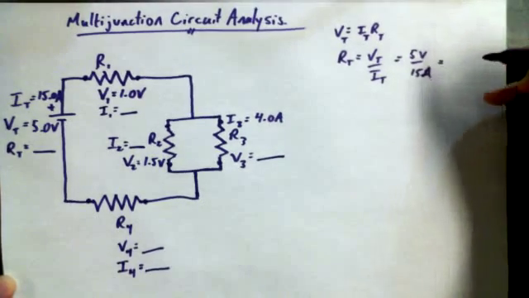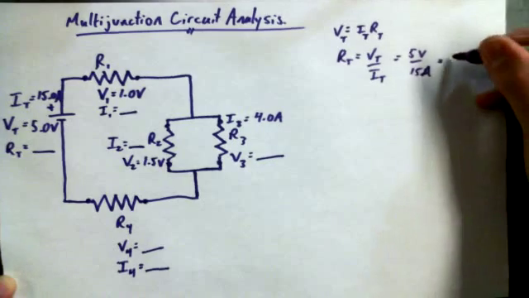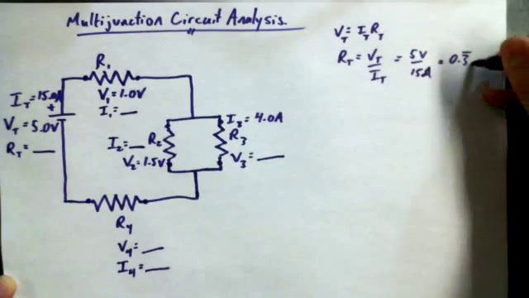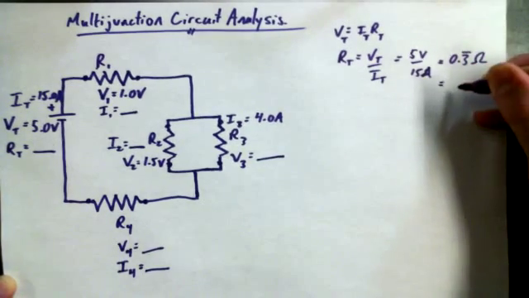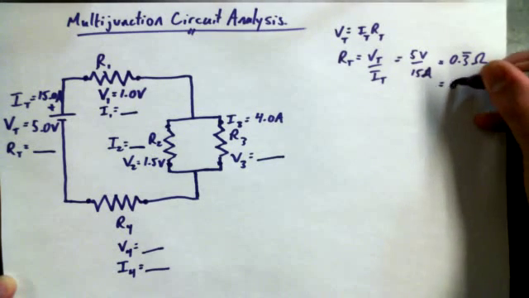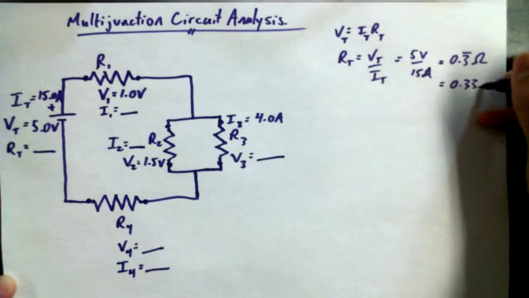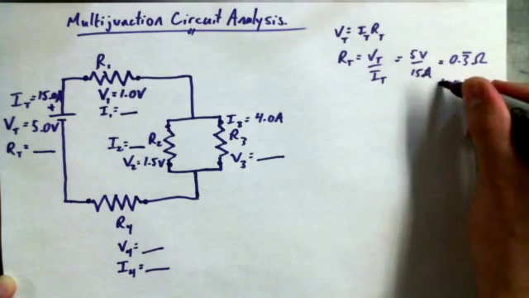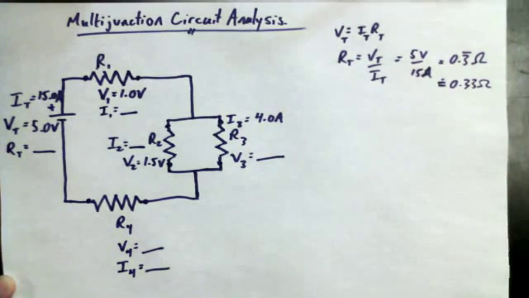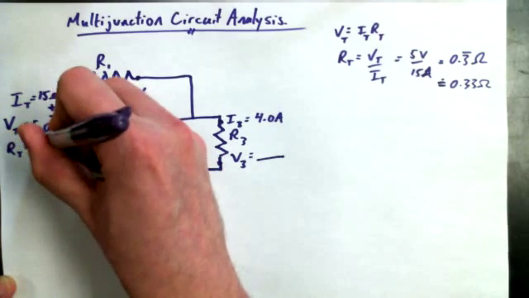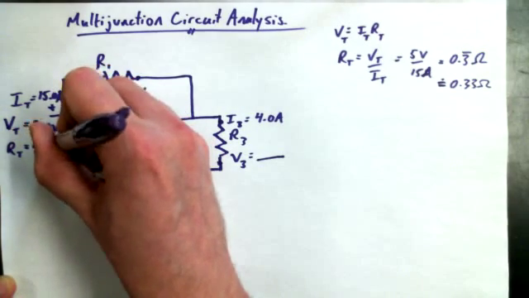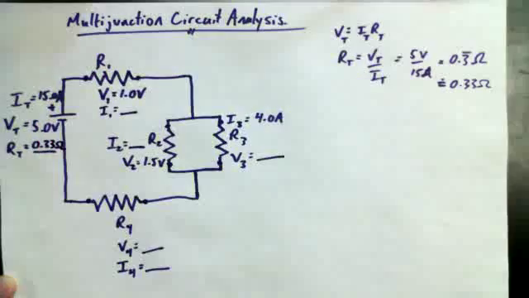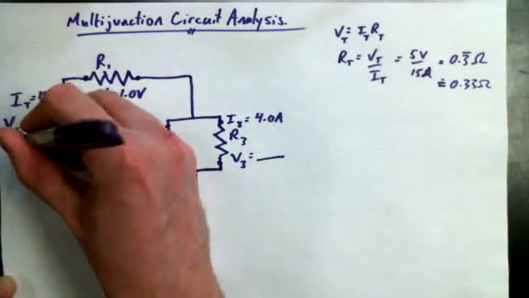5 over 15, it's 1/3 if you reduce it down. So we could say it's 0.3 repeated ohms. Or we could just say, well, there's 2 sig figs here, so 0.33 ohms approximately. That's the total resistance, and we could put it in there. 0.33 ohms. Now that's the approximate value, so I'll put a little dot over the equal sign.